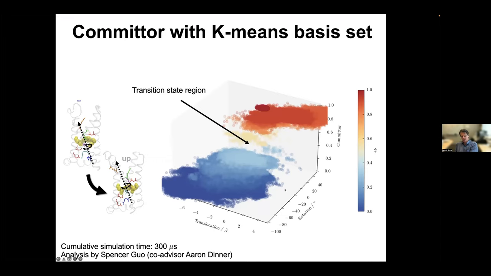And this was actually used on the voltage sensor to see where the committor is as a function of translocation and rotation of the S4 helix. You can see that you can go from one state to the next, and this is the intermediate where the committor is around 0.5. And you can see here that we don't have a lot of sampling in that region, which is indicative that we need to sample this region more. Basically, we can calculate the gradient of the committor in this region and try to see what is the most relevant part of the transition to improve our take on the problem.